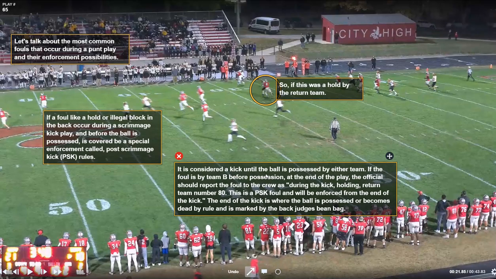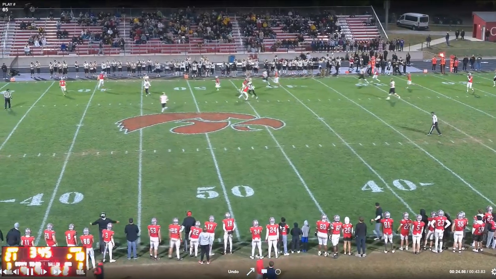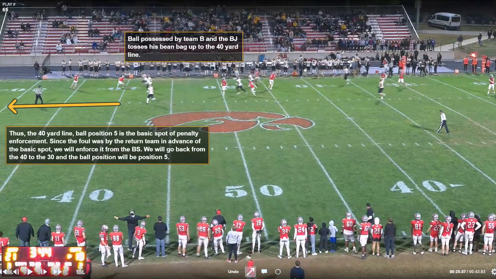And that's going to be marked by the beanbag that our back judge tosses. That's why we beanbag the end of the kick or possession by team R. So that ball gets picked up right here by team B. Our beanbag is going to be tossed up at the 40-yard line. That's going to be our basic spot for PSK enforcement. And again, the foul was way up here in advance of that basic spot. So we're going to enforce from the basic spot. We're going to go from the 40 back to the 30, and it's going to be first down.